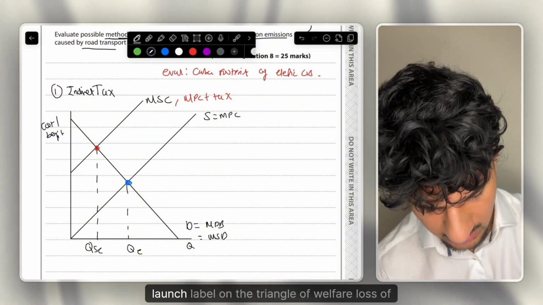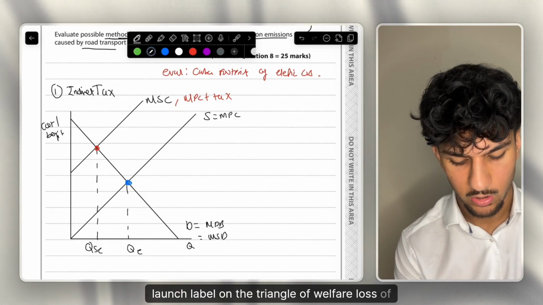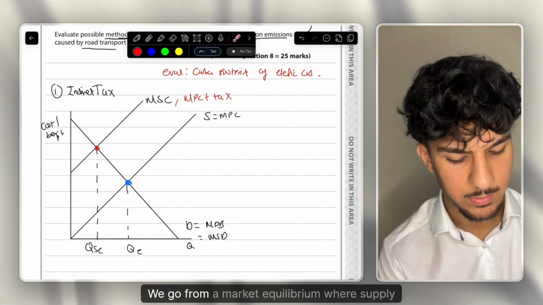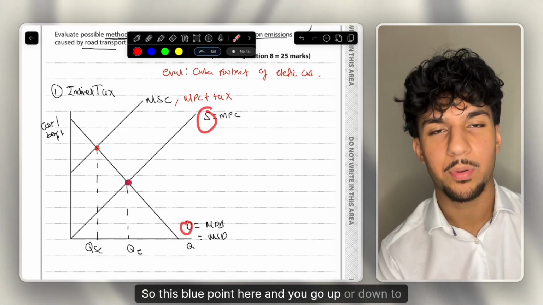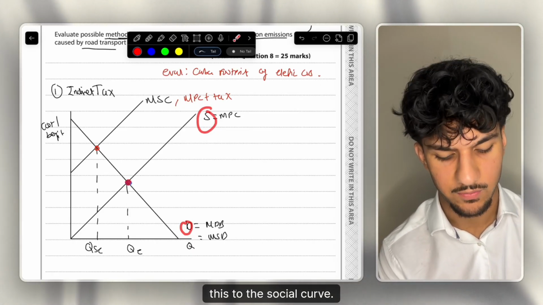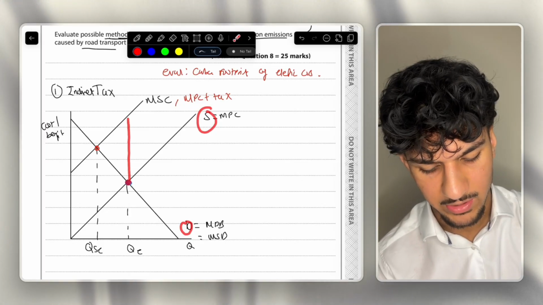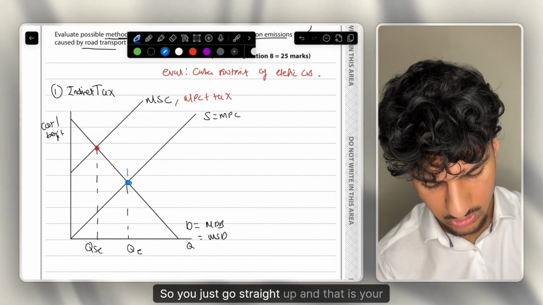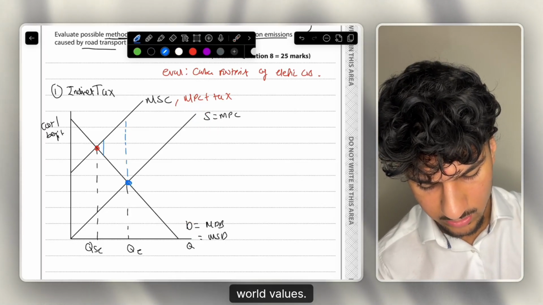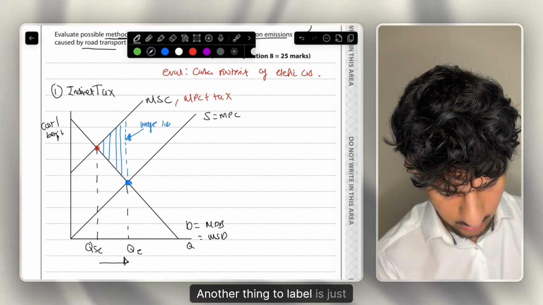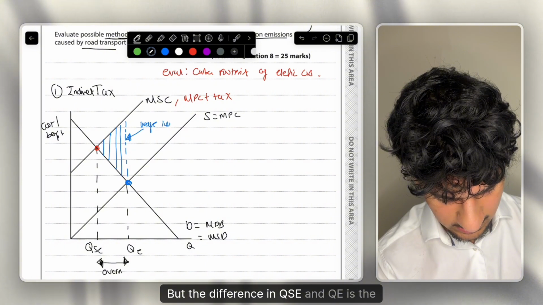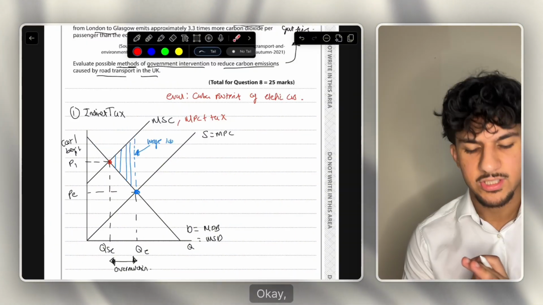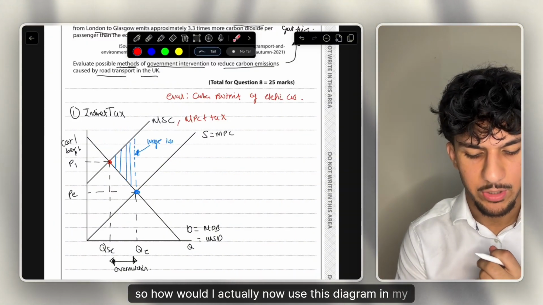Last few things to label on, just label on the triangle of welfare loss. Of course, how do we work that out? We go from a market equilibrium where supply equals demand, so this blue point here, and you go up or down to the social curve, and the social curve is up in this scenario, so you would just go straight up, and that is your welfare loss. And the other thing to label is just the bottom of the diagram, just the difference in QSE and QE is the overproduction.